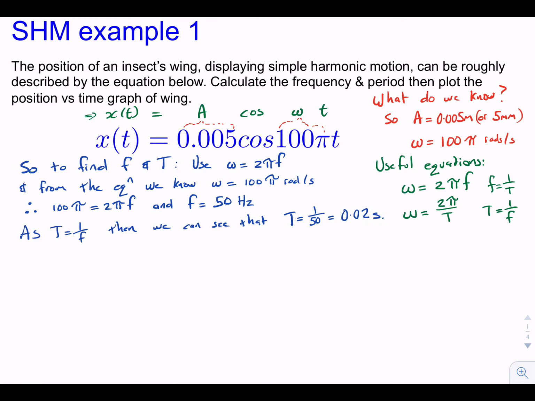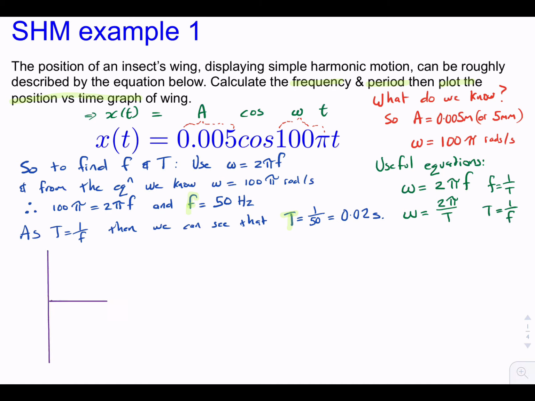So what do we have? We've calculated the frequency and the period, so now we need to plot the position versus time graph of the wing, which we're asked to do in the question. It's always important to check back with the question to make sure you've done everything you need to do.